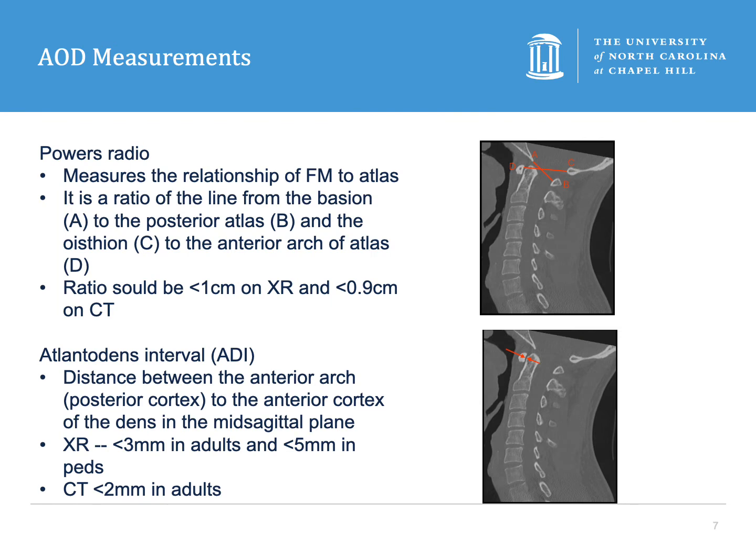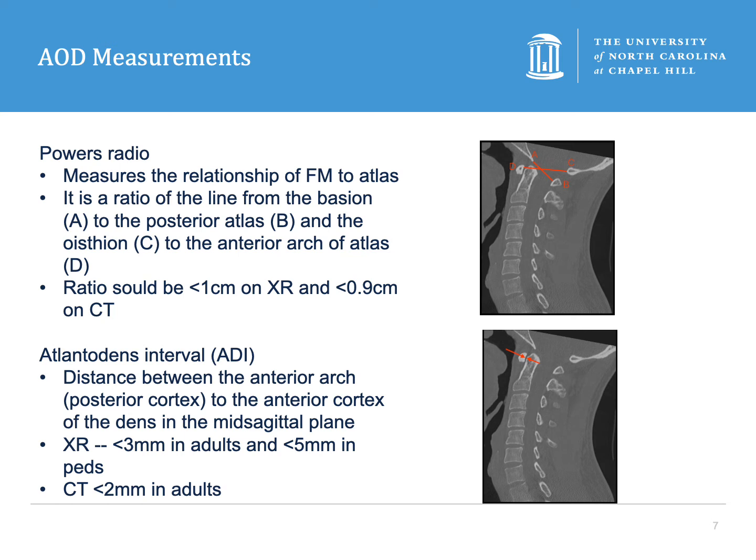So other measurements you need to know for these ligamentous injuries are the Powers ratio. The Powers ratio measures the relationship of the foramen magnum to the atlas, and it's a ratio of two lines. The first line, which you can see is the AB line in the upper image here, is the line from the basion to the posterior atlas, and the CD line is a line from the opisthion to the anterior arch of the atlas. This ratio should be less than 1 centimeter on X-ray and less than 0.9 centimeters on CT.